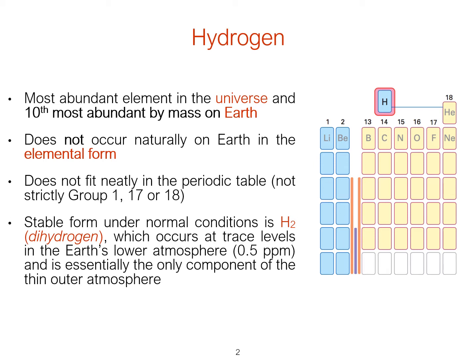but it is stable under normal conditions, sort of atmospheric temperature and pressure, as dihydrogen or H2, and it's present at very low levels in the lower atmosphere, but as you get higher up and close to space, it essentially becomes the only component, and it floats up there because it's so light.